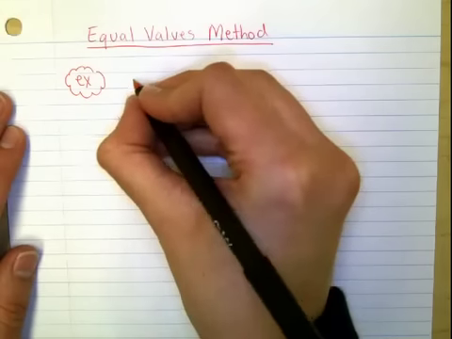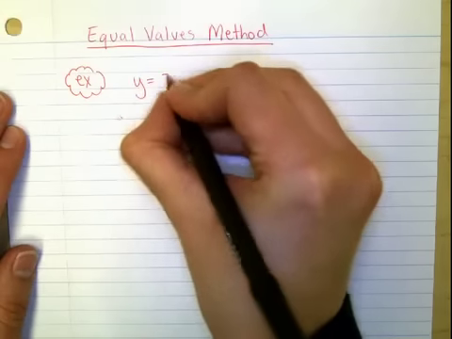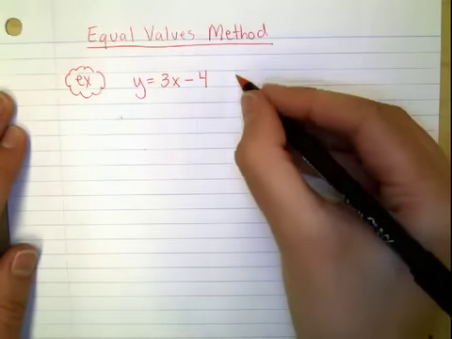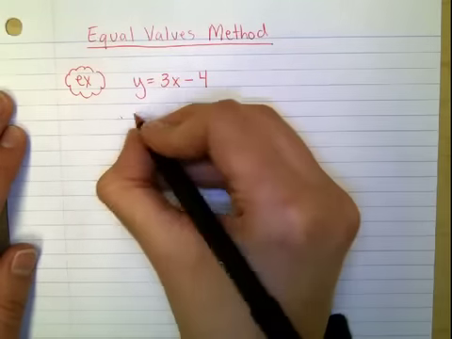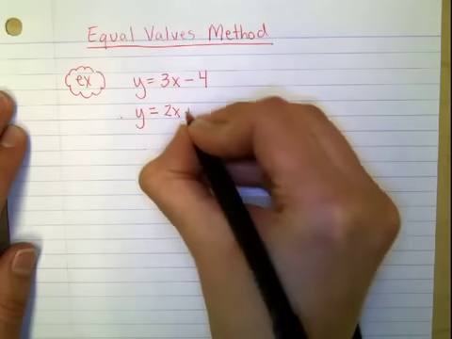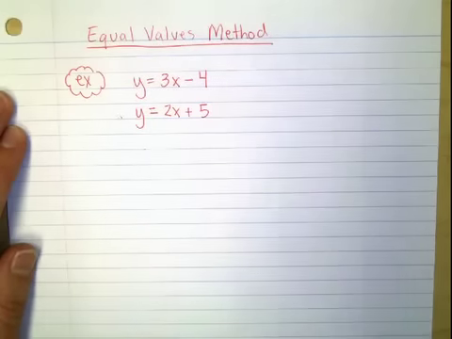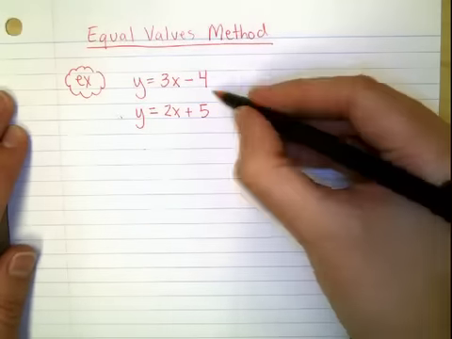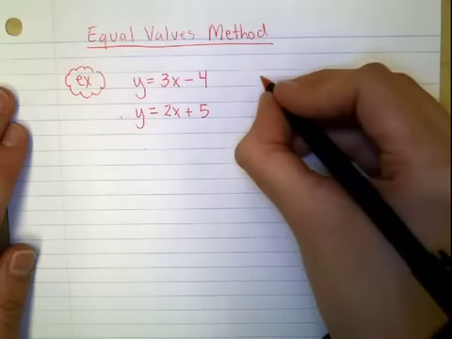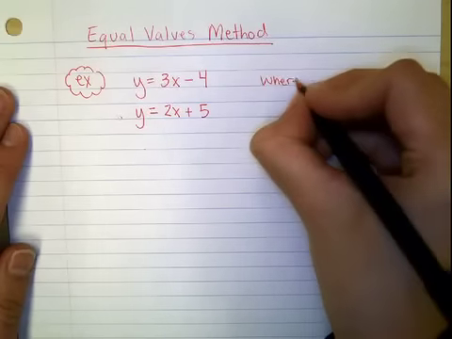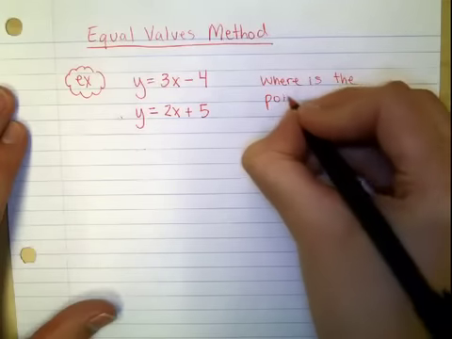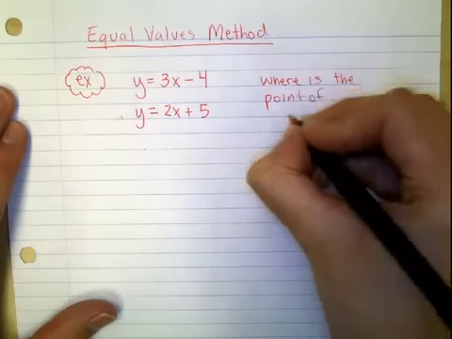I'm going to give you two equations, and they're both going to represent a line. So I'm going to give you, let's say, y equals 3x minus 4. This represents some line on a graph. And I'm also going to give you the rule y equals 2x plus 5. And this is also another line on a graph. And I want to know, where do these two lines intersect? Where do they cross? Where is the point of intersection?